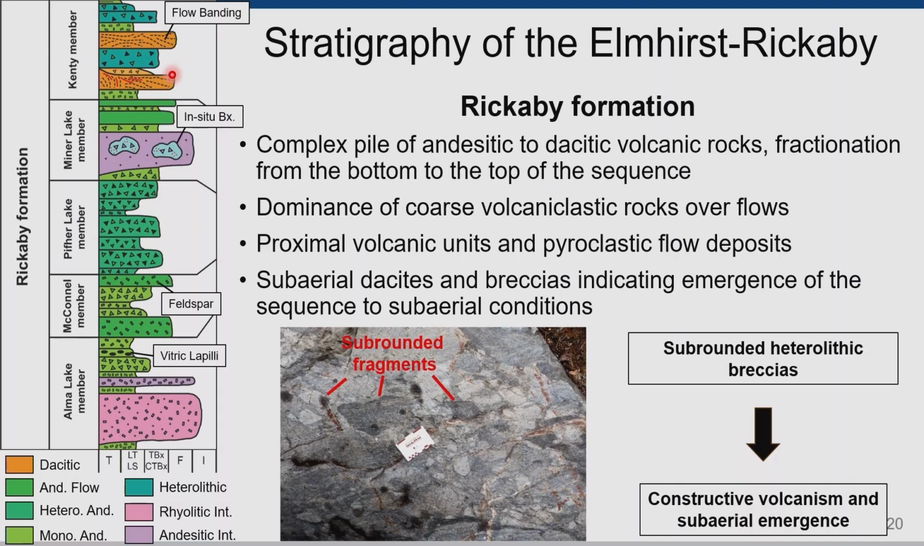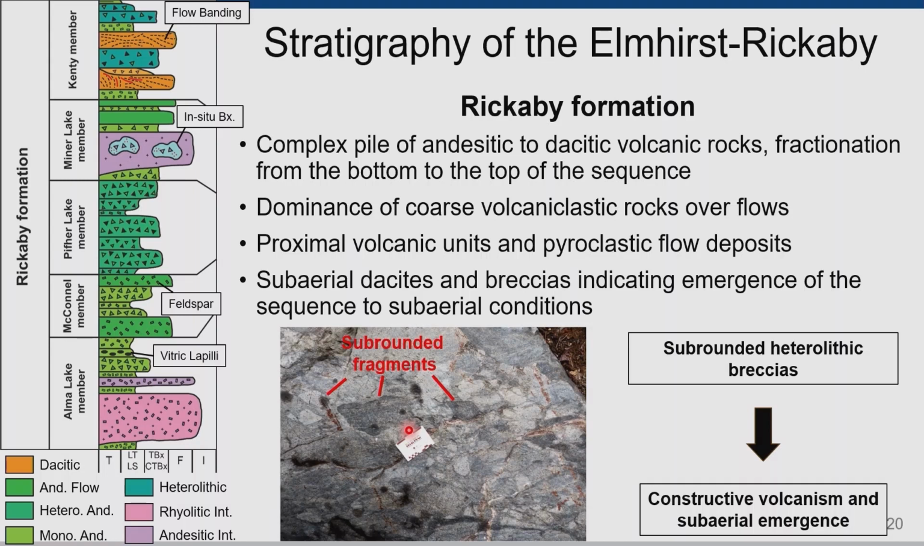And overlying this, we have a series of intermediate tuff breccia units that have sub-rounded fragments, and you can see some examples of that here. And what this is really reflecting is subaerial exposure of the volcanic edifice and erosion. You need to erode these fragments to round them. Typically, mass flows in volcaniclastic deposits do not generate a lot of rounding of fragments, particularly of fragments like this. And so what we think we're looking at here is essentially a constructive volcanic edifice which is recording subaerial emergence near the end of its age.